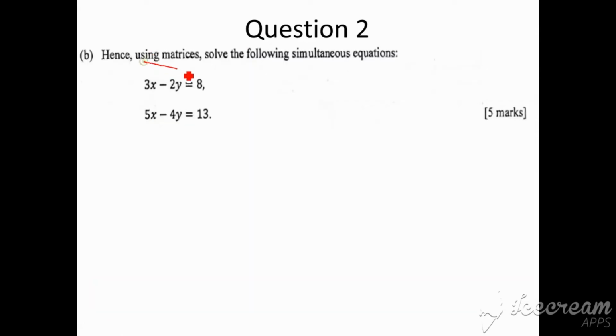B. Hence, using matrices, solve the following simultaneous equation. So first, we write this simultaneous equation in matrix form. So we write all the coefficients of x and y, 3, negative 2, 5, negative 4.